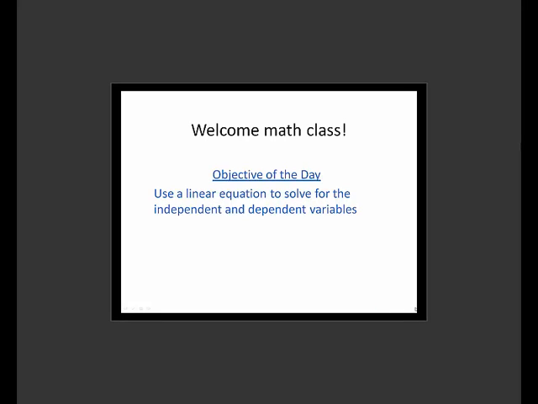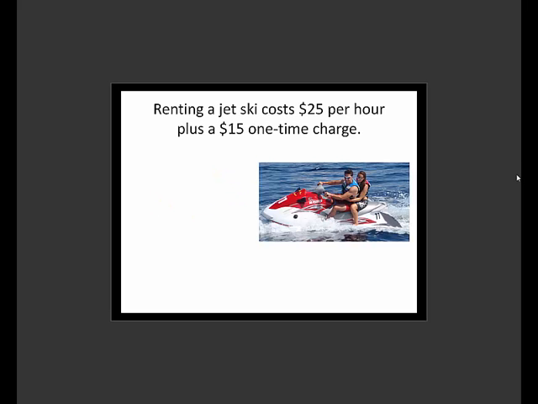Today, our objective is to use a linear equation to solve for the independent and dependent variables. Let's get going. Let's take a word problem. Very simple one. Renting a jet ski costs $25 per hour plus a $15 one-time charge. With that, let's let H represent the hours that we rent the jet ski and C represent the cost.